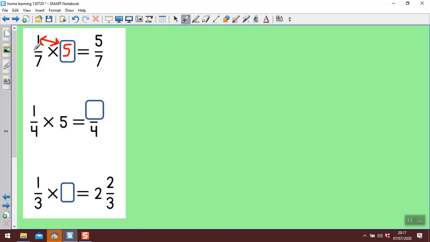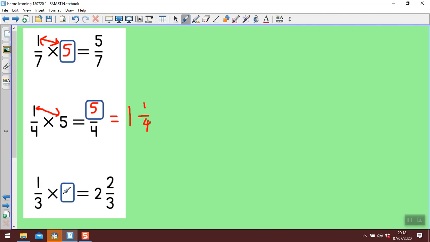So 1/7 add 1/7 add 1/7 add 1/7 add 1/7 is 5/7. That's the same as 1/7 times 5. So this one, 1/4 multiplied by 5, we multiply these two numbers together and get 5. The denominator stays the same. That's 1/4, add 1/4, add 1/4, add 1/4, add 1/4. So you've got 5 quarters. That is greater than 1, so we could change that into a mixed number, 1 and 1/4, because 5 divided by 4 is 1, remainder 1.